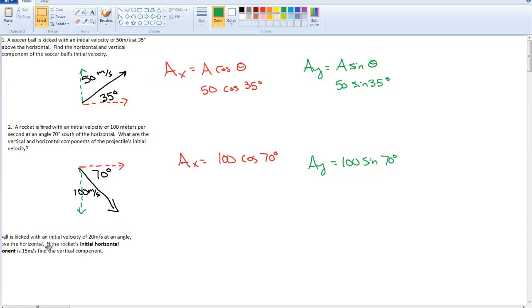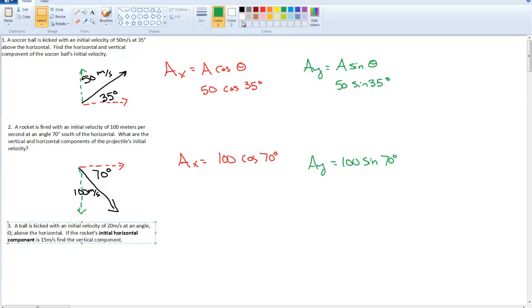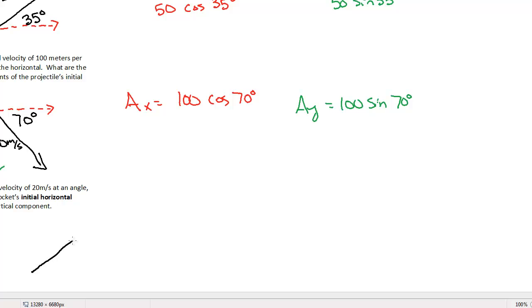Moving on, question 3. A ball is kicked with an initial velocity of 20 meters per second at an angle theta above the horizontal. If the initial horizontal component was 15 meters per second, find the vertical. In this case, it's going to help to draw it first. So a ball is kicked with an initial of 20 meters per second, so that could be my initial right there. Now I don't know the angle, but that's okay. We don't need it here.